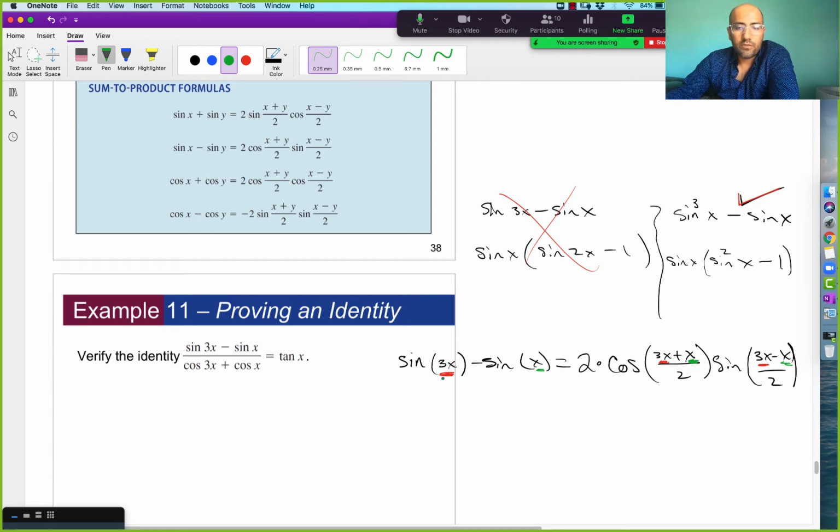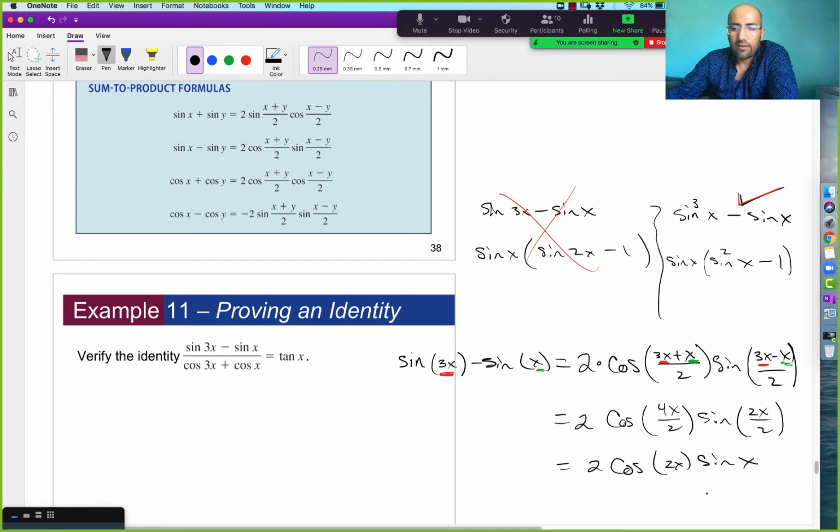Good. Questions? So then if we simplify that a little bit, we end up with 2 cosine of 4x over 2, sine of 2x over 2, and then this simplifies to 2 cosine of 2x sine of x. Okay, we're not there yet, but we're getting closer. Good. And now for this one, let's work with this formula, right? Same thing, very, very similar.